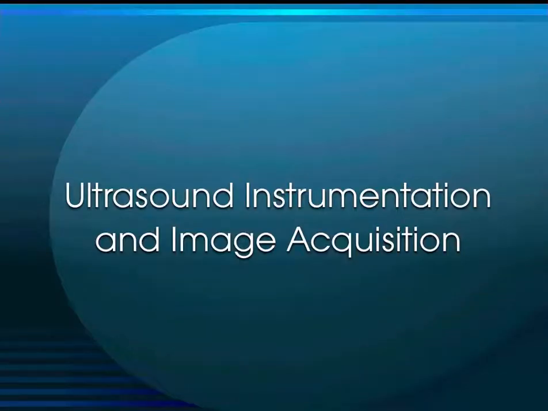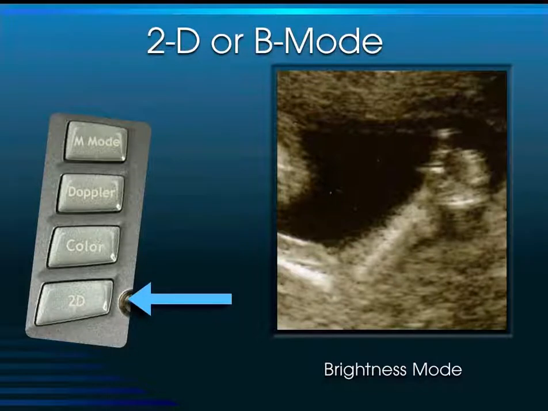Being able to understand a few basic physical principles about how ultrasound interacts with various human tissue, as well as having a working knowledge about the key buttons used to control the ultrasound machine, will maximize your ability to acquire quality images in a timely fashion. The 2D or B mode stands for brightness mode, and this is simply white dots on a black background.